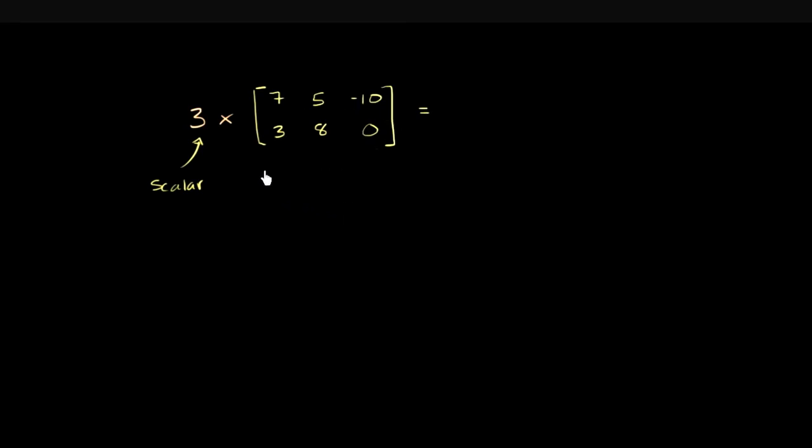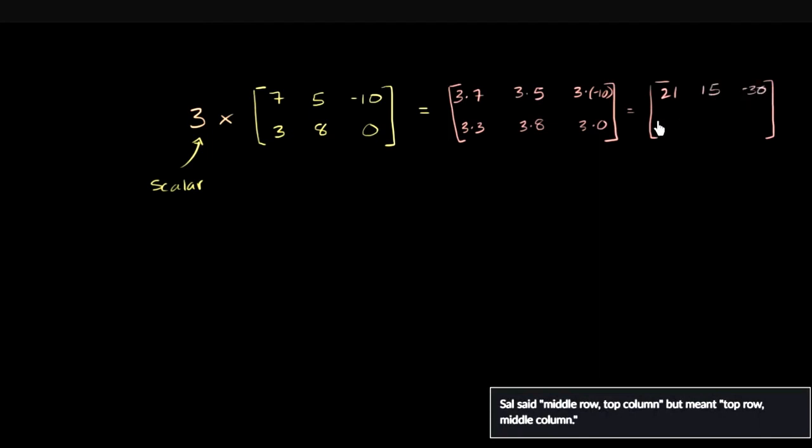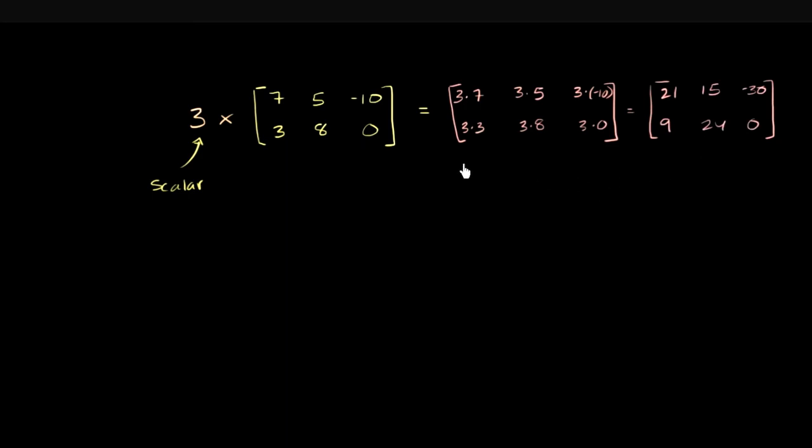Well, the world could have defined scalar multiplication however it saw fit, but one way that we find perhaps most obvious and most useful is to multiply this scalar quantity times each of the entries. So this is going to be equal to 3 times 7 in the top left, 3 times 5, 3 times negative 10, 3 times 3, 3 times 8, and 3 times 0. It didn't change the dimensions of the matrix, it didn't change the structure of the matrix, it just multiplied each of the entries times 3. So the top left entry is now going to be 21. The entry in the middle row top column is going to be 15, negative 30, 9, 24, and 0.